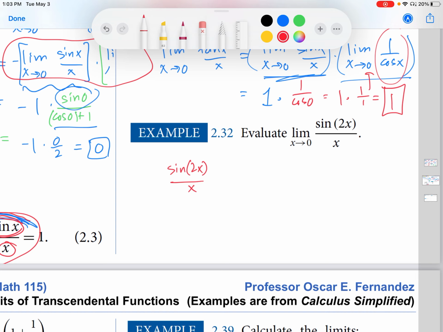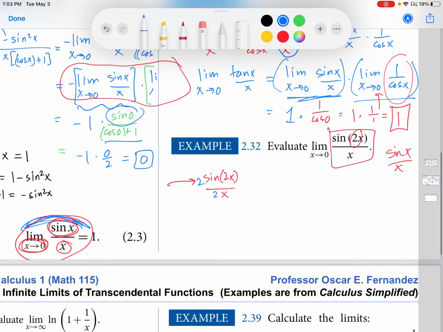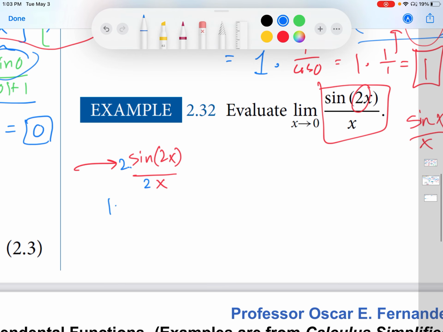Well, really the only difference between this function and sine x over x is the 2 there. So I've written it over here. So what if I divide by 2 and also multiply by 2? You might think, why would I do that? Well, the first thing I would say is that then the limit as x goes to 0 of sine of 2x over x equals 2 times the limit as x goes to 0 of sine of 2x over 2x.